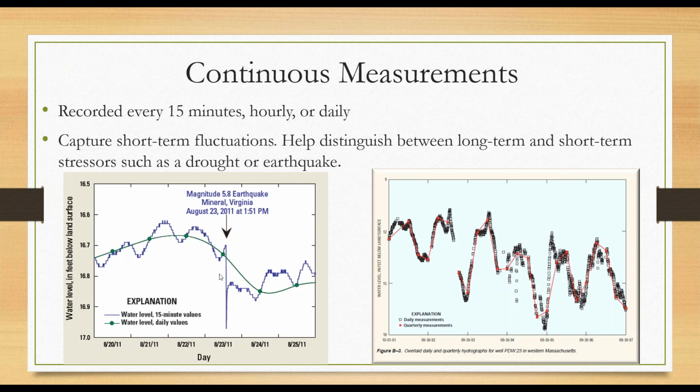The other graph shows a difference between a daily measurement, which are the black boxes, and a quarterly measurement. You can see that if you only collected quarterly measurements, there's a lot of noise and a lot of activity in your aquifer that you may miss because you're only capturing that data quarterly, which is every 3 months.